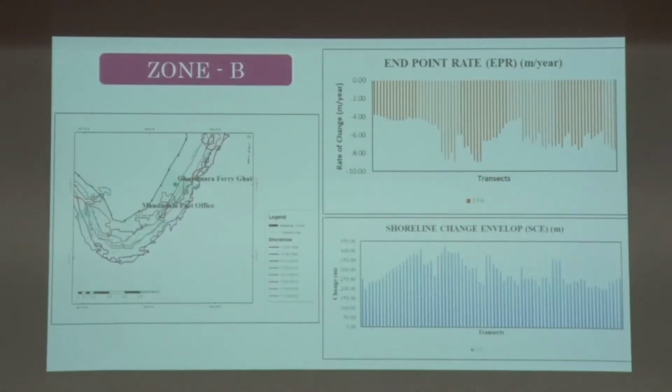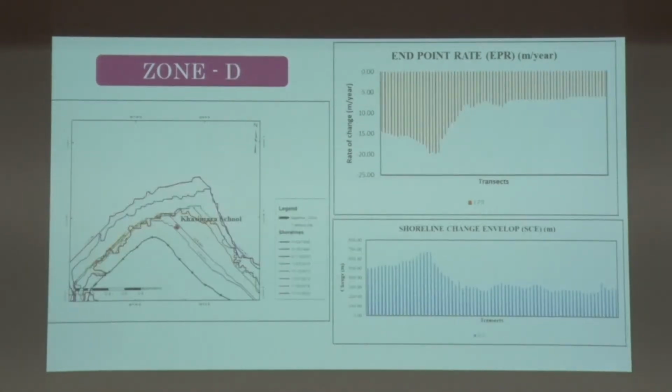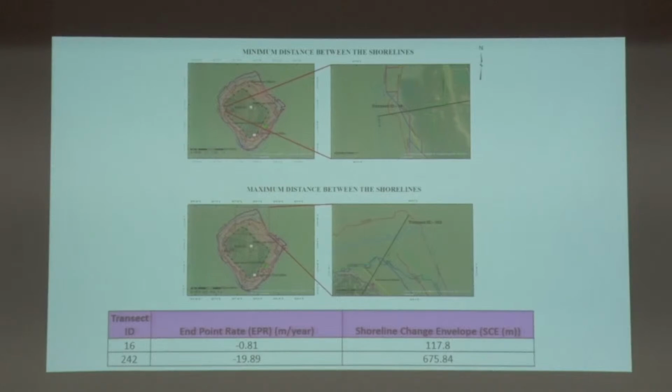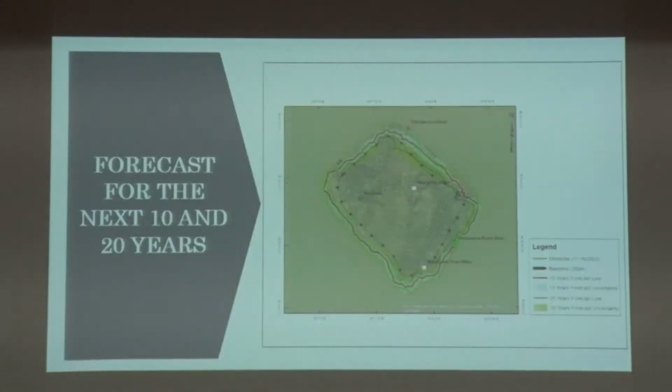So I have done that for zone B, zone C, and zone D. This is the minimum distance between the shorelines and the maximum distance between the shorelines. I have also forecasted the condition of the shoreline that might happen after 10 years and 20 years, along with the uncertainty of both the shorelines.